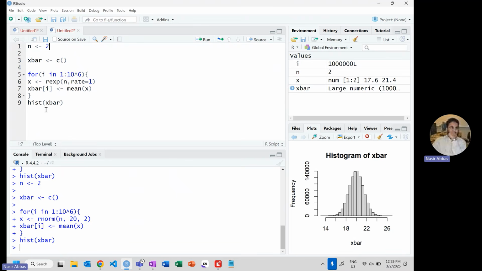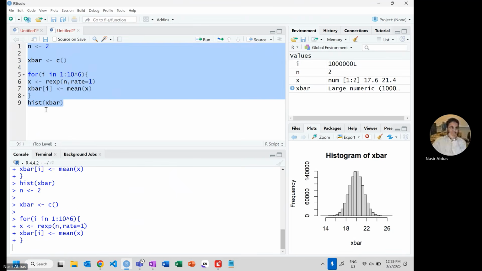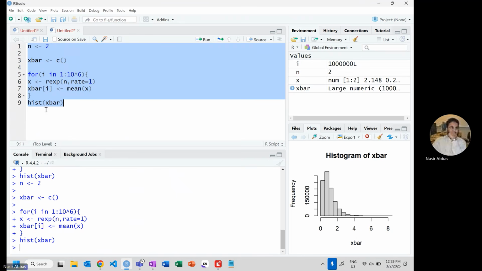I'll keep the sample size small, 2, very small, and try to see what is the distribution of X bar. Histogram of X bar, the distribution of X bar. Is it normal? No way close to normal, right?